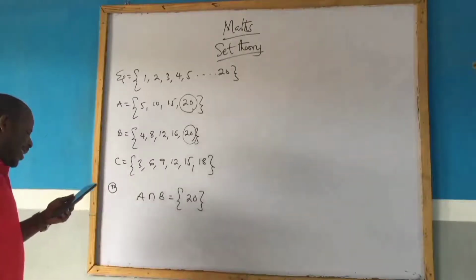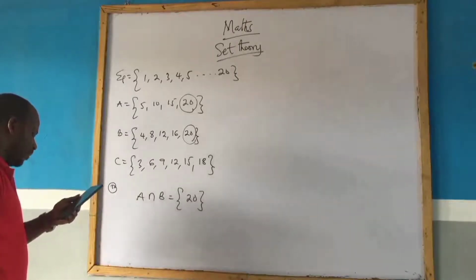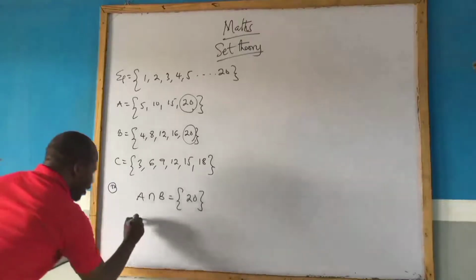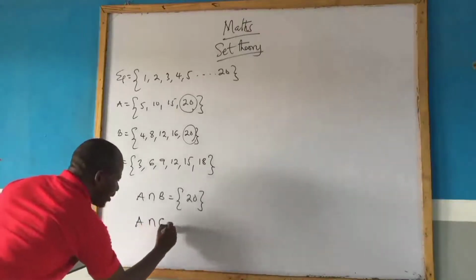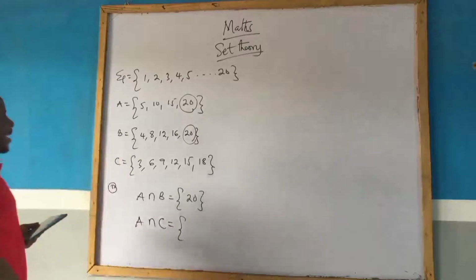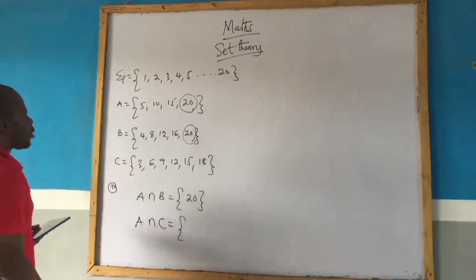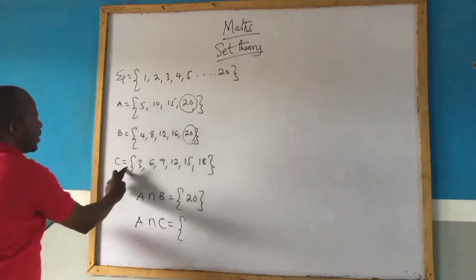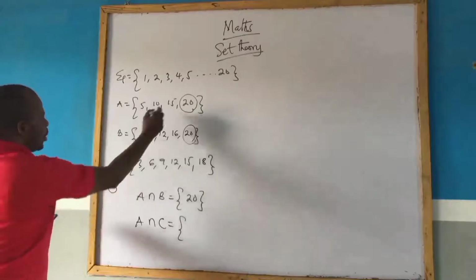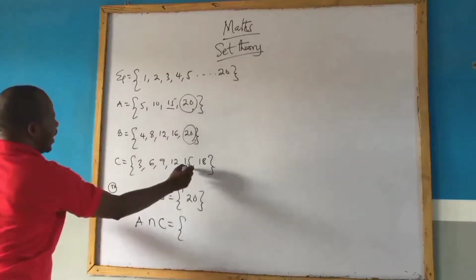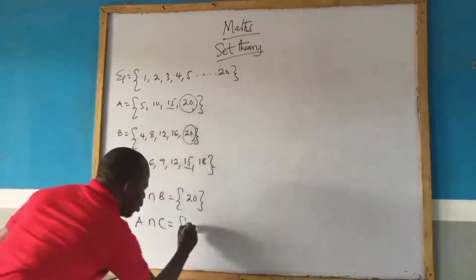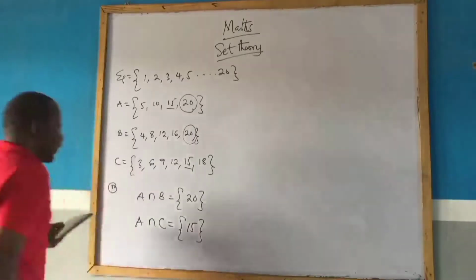Another question says A intersection C. A intersection C means elements common to A and C. So what are the elements common? 15 is here, 15 is here. Any other one? No. So the intersection will be 15.